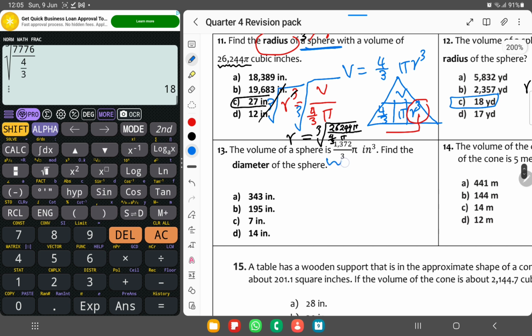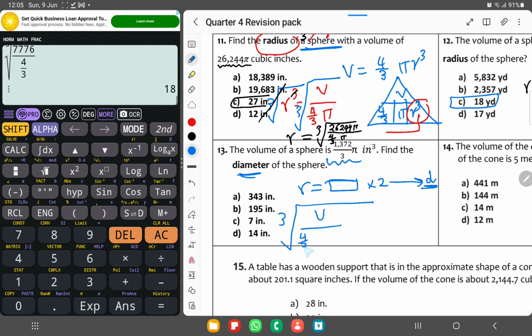This is the volume of the sphere. Find the diameter. So I need to find first the radius, and then multiply the number you get by 2 to get the diameter. So let's do it step by step. Again, cubic root of volume over 4 over 3 pi. I want to find the radius first. So it's equal to the cubic root, what is the volume? 1372 over 3 pi. It's a fraction, keep it as it is.